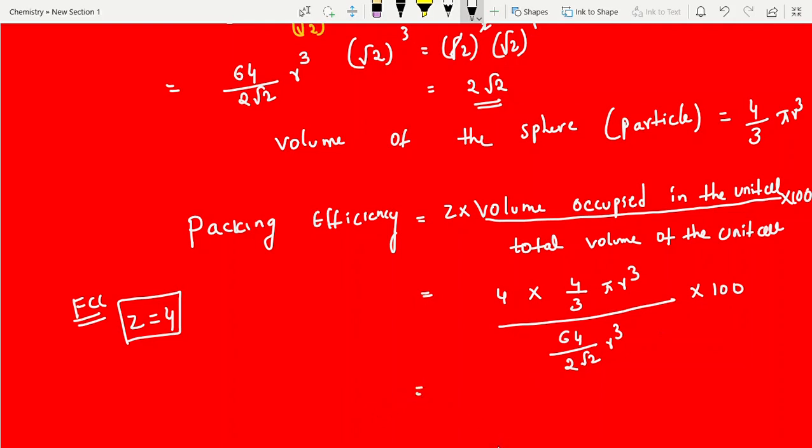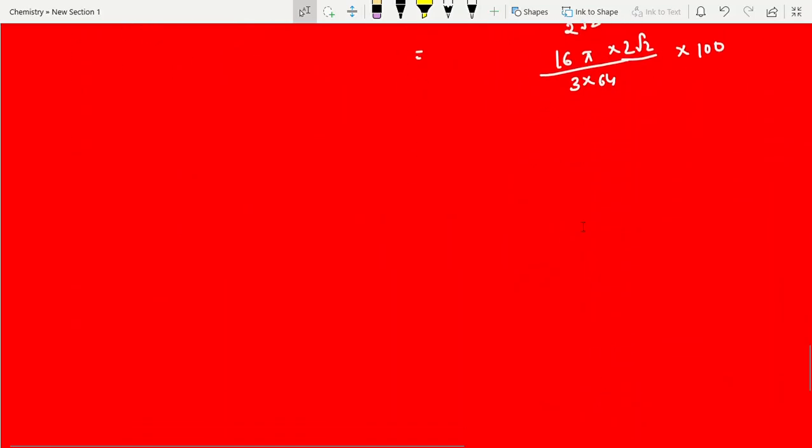Can you simplify this one? See, r cube gets cancelled, right? Afterwards, 16 pi by 3 into 64. This 2 root 2, it will go up. 2 root 2, that's it, into 100. Right? Any cancellation terms there, you can cancel, students. After that, try to simplify this one.